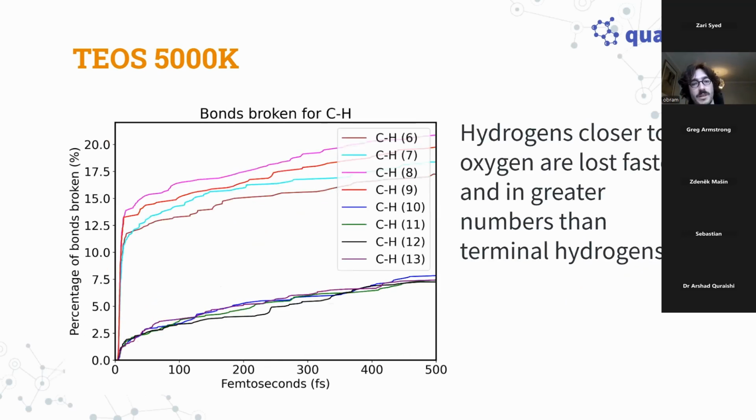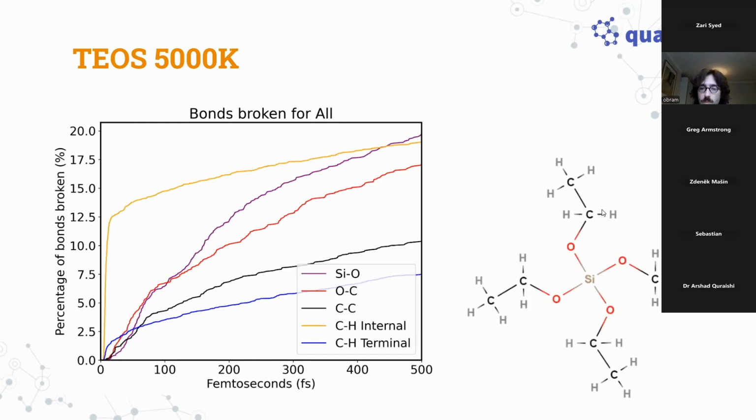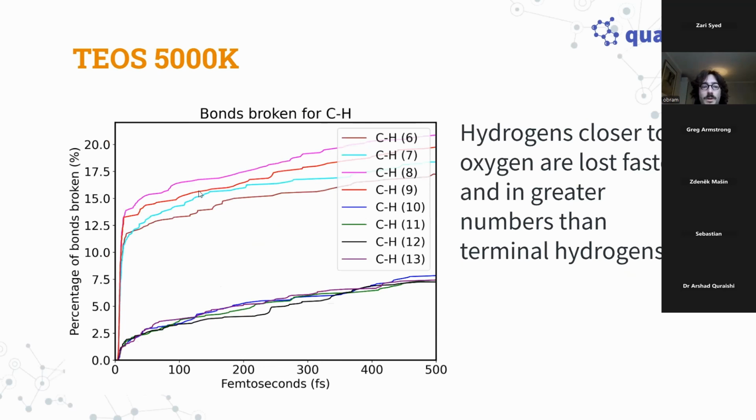When we compare the two hydrogen environments that we have, internal and external, we see that the internal hydrogens, the ones closest to the oxygen, are coming off faster, and they're coming off with a much higher proportion than the ones on the terminal carbon. So that's consistent with the fragmentation rules that we had hypothesized earlier.